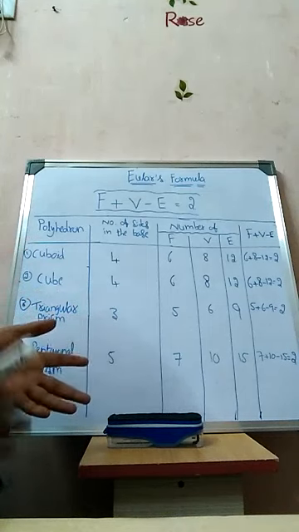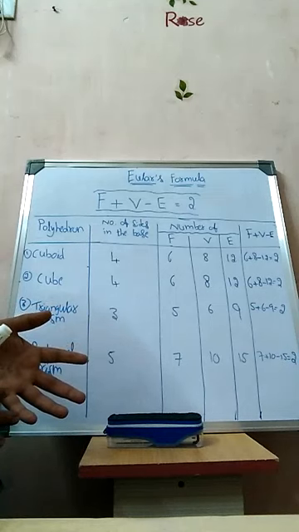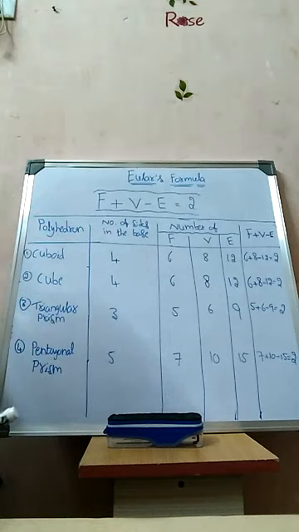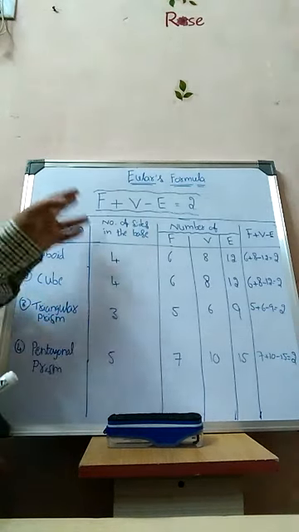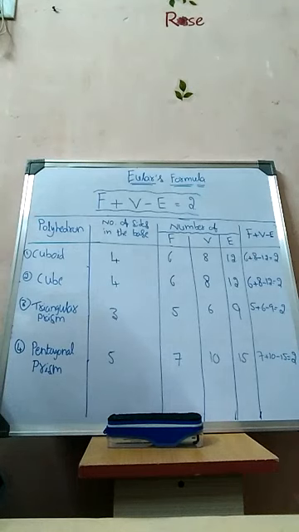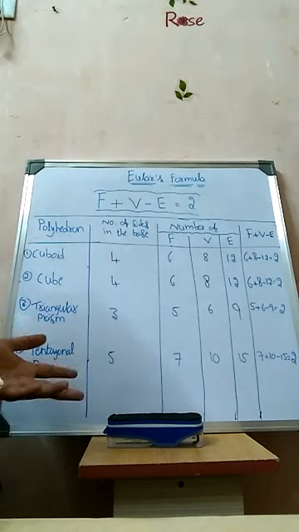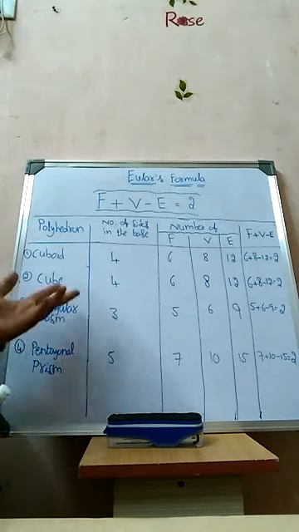To overcome this difficulty, Euler, the Swiss mathematician, gave this relation among faces, vertices, and edges as F plus V minus E is equal to 2. Let us see whether it is true or false. We will see the first one.